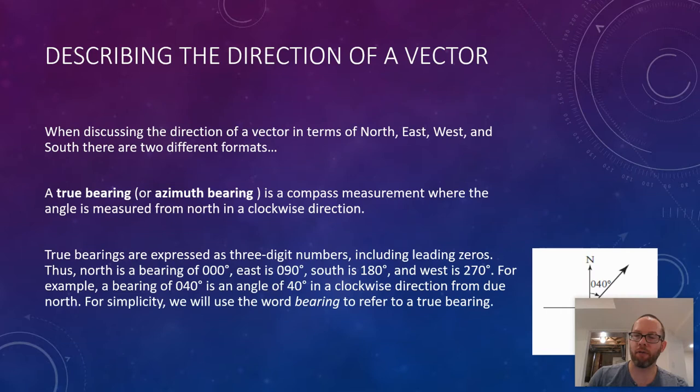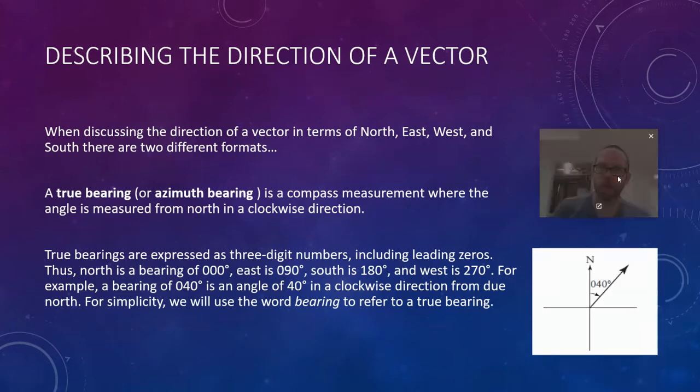Let's talk about how we can describe the direction of a vector. If you've taken physics, you probably use, not this one actually, we'll talk about that in a second. There are two different ways to describe directions in terms of north, east, west, and south. A true bearing, or azimuth bearing, is a compass measurement where the angle is measured from north in a clockwise direction. You can see on our diagram here, we've got a true bearing of 40 degrees, 040.